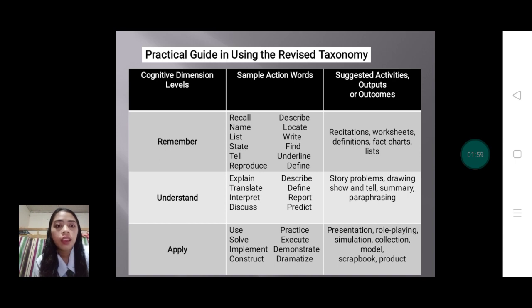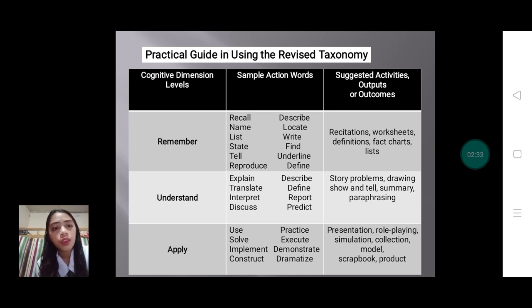Next is understand. The sample action words are: explain, translate, interpret, discuss, describe, define, report, and predict. The activities are story problems, drawing, show and tell, summary, and paraphrasing. Understanding is when you are explaining information and concepts, and the student understands what you have tackled.